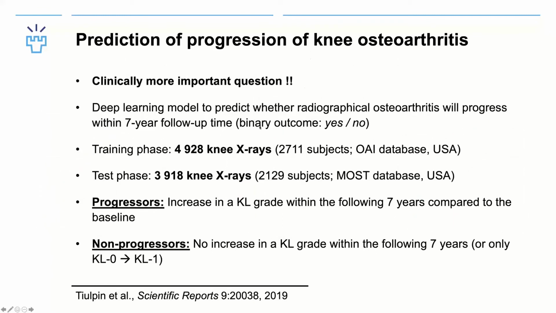We made the deep learning model to predict whether the radiographic osteoarthritis will progress within a 7-year follow-up time. And we had almost 5,000 knee X-rays in the training phase, and in the testing phase we had almost 4,000 knee X-rays. If we had an increase in the scale grade within the following 7 years, then we counted that as a disease progressor. And if you didn't have that increase, it was a non-progressor.